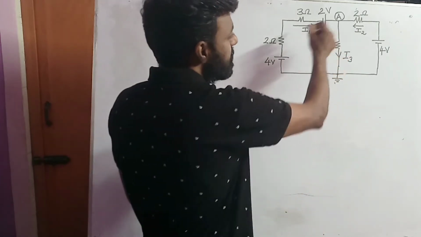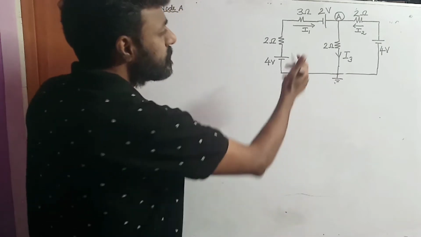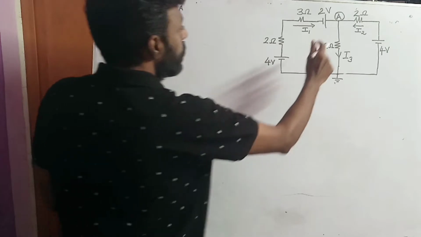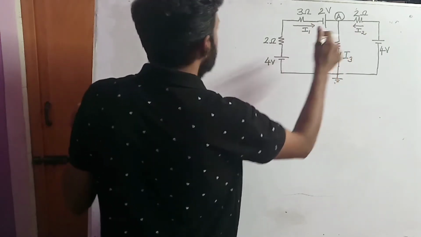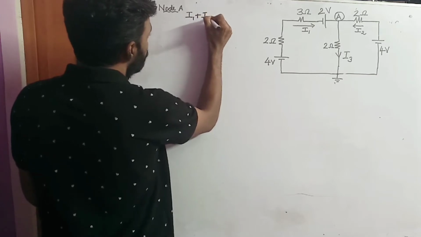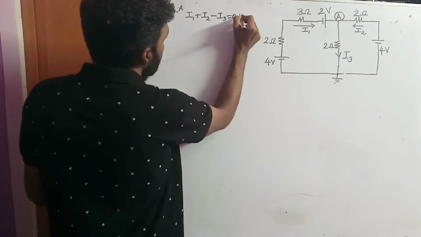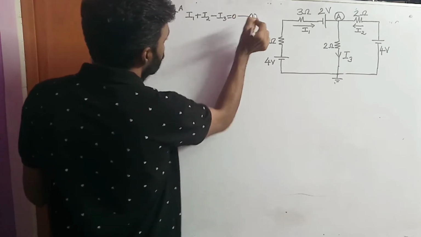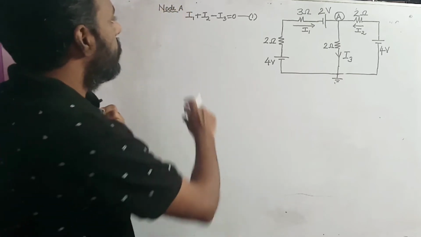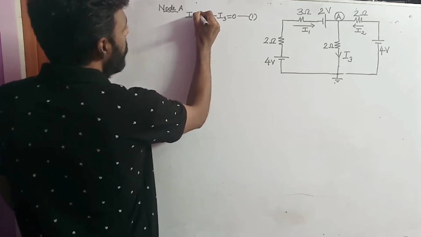In this part, we have two incoming currents and one outgoing current. So considering all the incoming currents to be positive and the outgoing current to be negative, it will become I1 plus I2 minus I3 equal to 0. Let it be equation number 1. Now I have framed this equation.